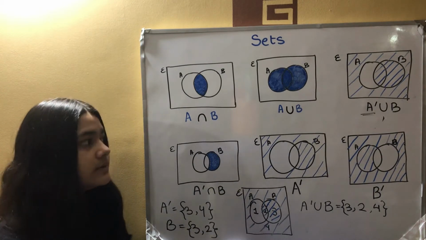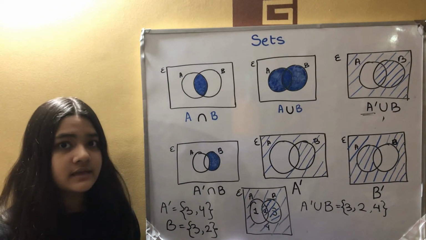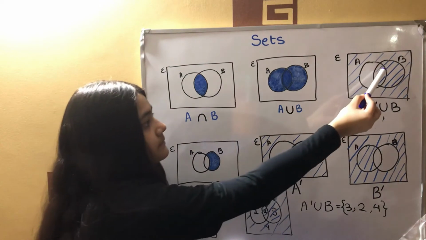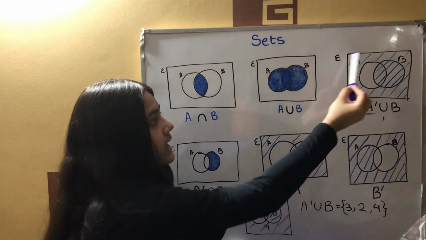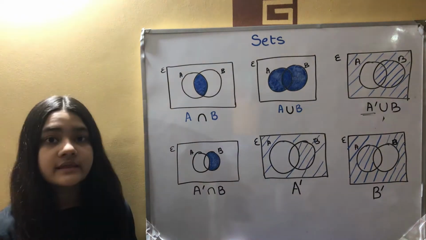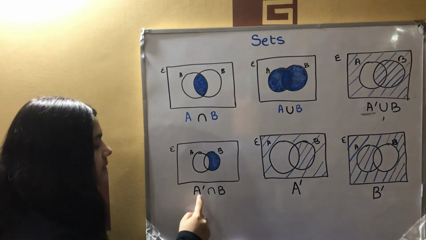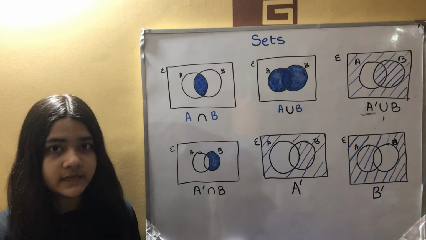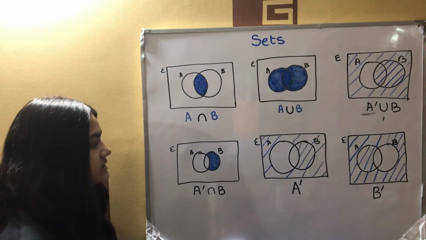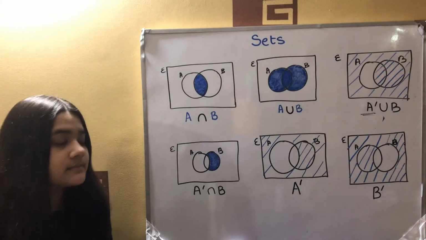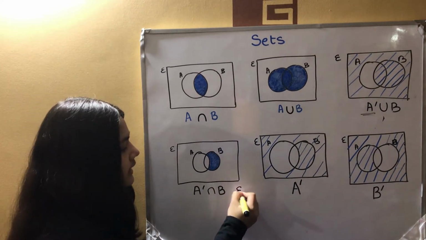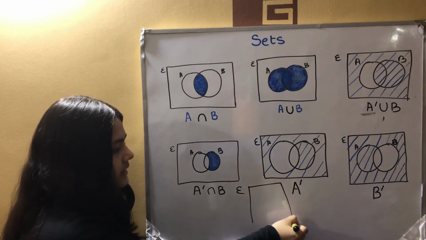So the region's complement of A union B will be whole set B and outside set A and B. Then we have complement of A intersection B, and here the region shaded is only this part. Why is that? Now let's look at the same Venn diagram.